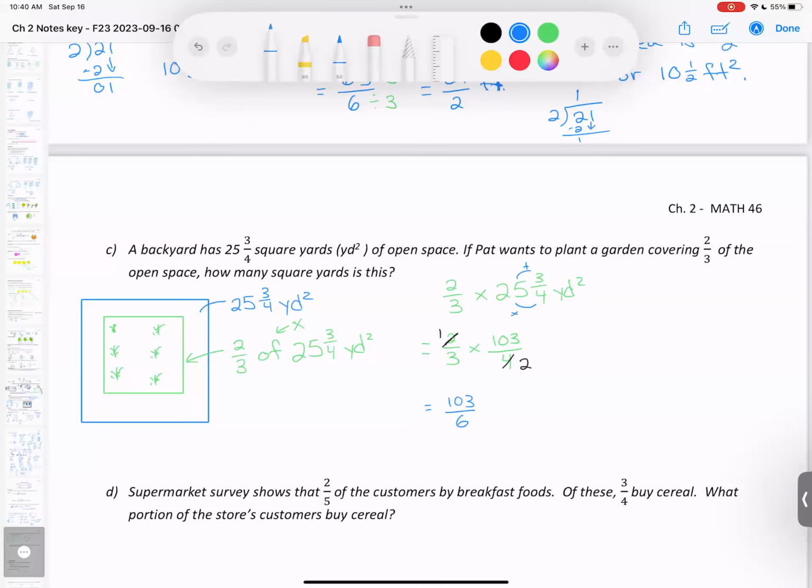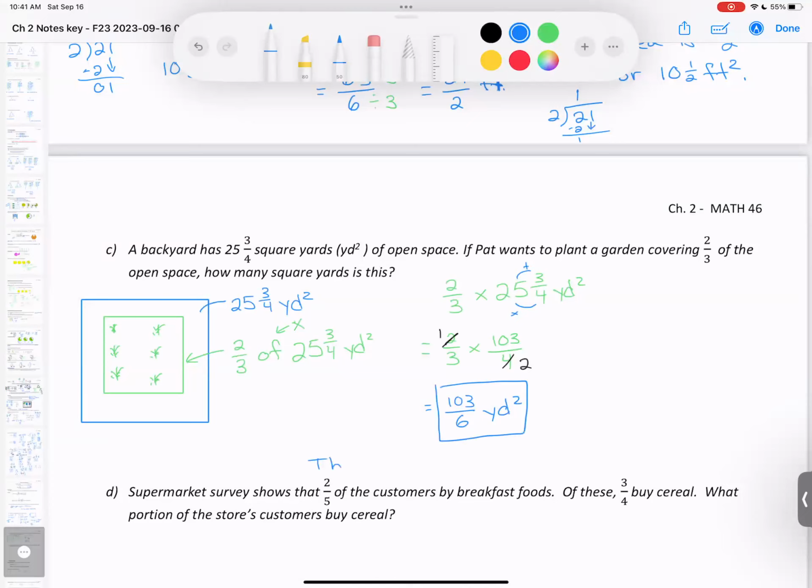Okay, let's see if that's the simplest answer we can get. Is 103 a prime number? It is. So if we did the prime factorization of 103, it would just be 103. The only factors of 6 are 2 and 3, so there's nothing we're going to be able to divide out here. So this answer is our answer in simplest form, and it's going to be in yards squared.